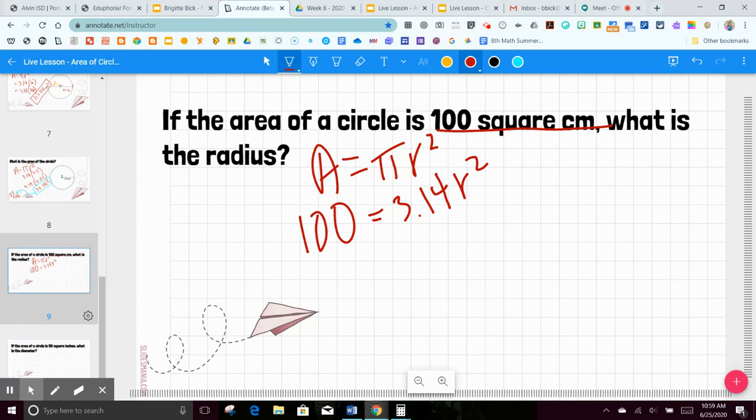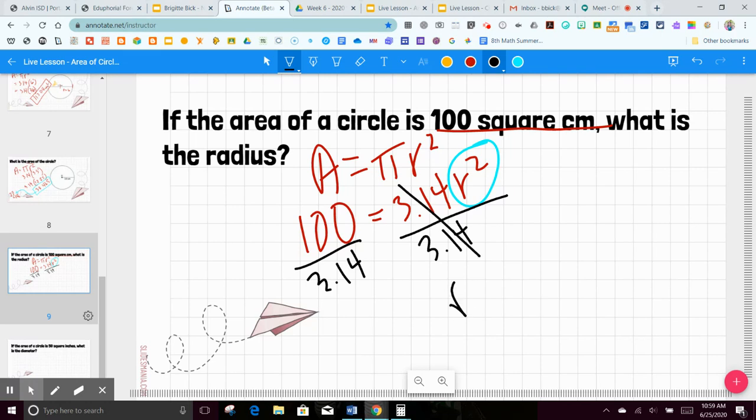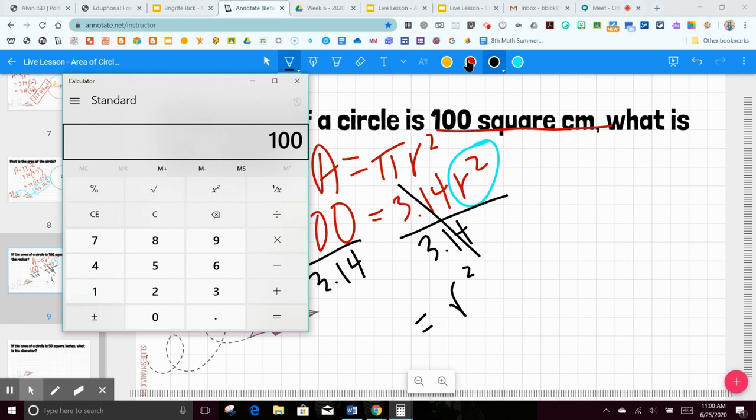Now I'm going to solve it like an equation. We did equations a couple weeks ago. The whole point is to isolate this variable. So if 3.14 is being multiplied times r squared, then I need to divide it. Okay, this becomes 1, so we're left with r squared. 100 divided by 3.14. For the sake of time, I'm going to go ahead and show it to you.